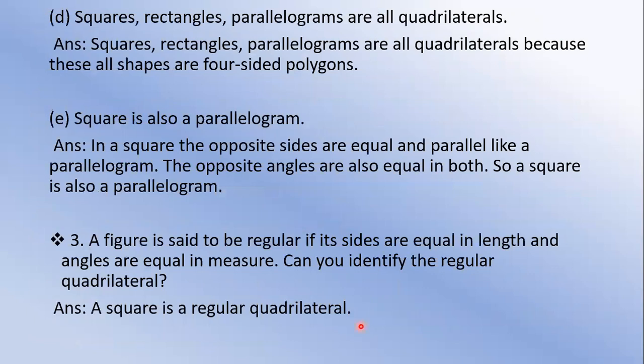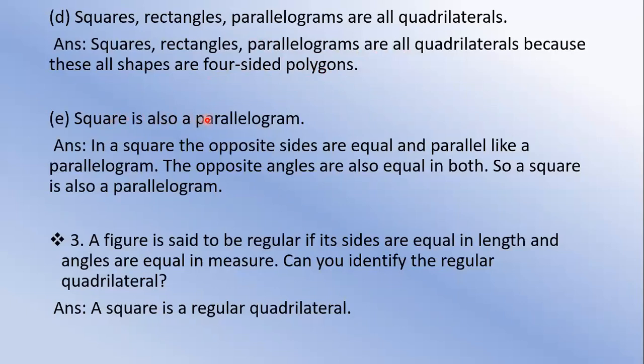Okay, next question. Squares, rectangles and parallelograms are all quadrilaterals. It is clear because they have four sides. There are four sides in a square, rectangle, and parallelogram. So they are called quadrilaterals. They are four-sided polygons. See, squares, rectangles and parallelograms are all quadrilaterals because they are all four-sided polygons.